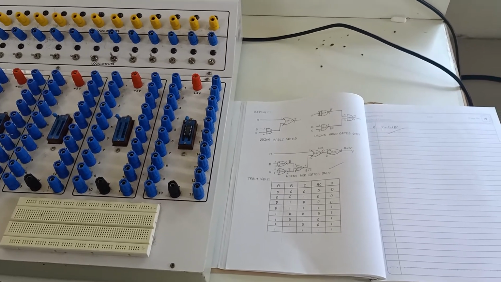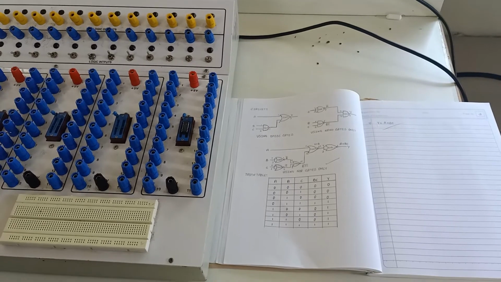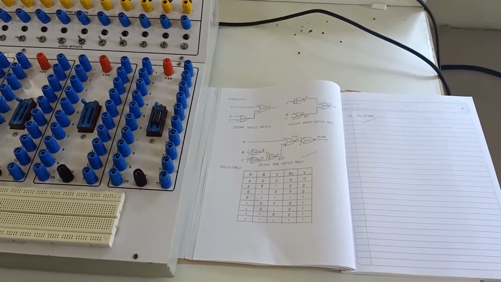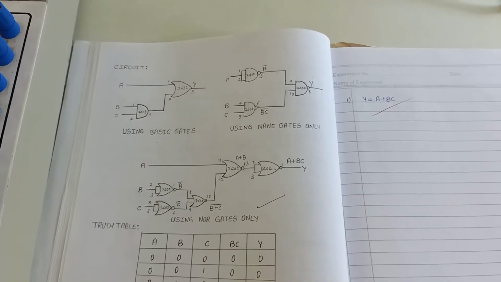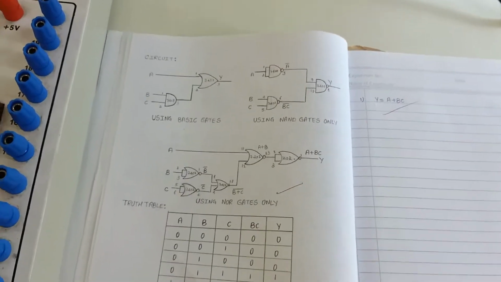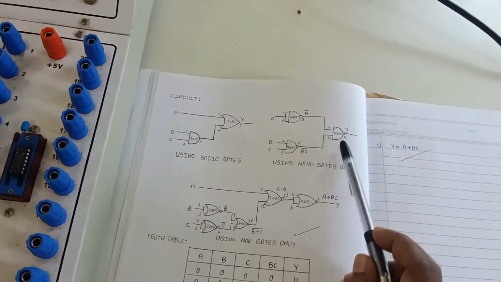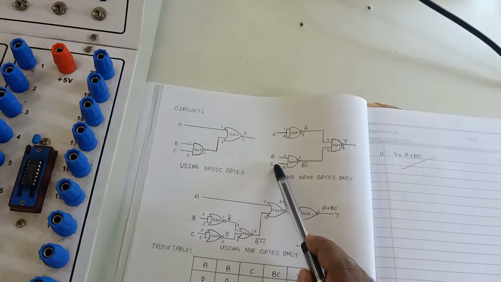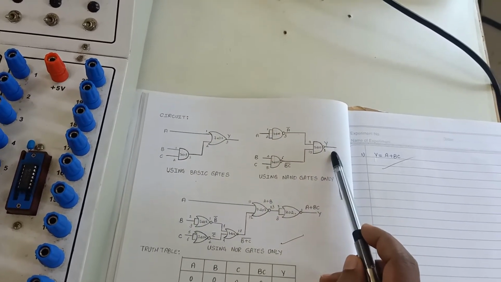Now we will verify the output for the same Boolean expression Y = A + BC using only NAND gates. And this is the circuit diagram for Y = A + BC using only NAND gates. Now if you observe here, there are 3 NAND gates, 3 inputs and only 1 output.